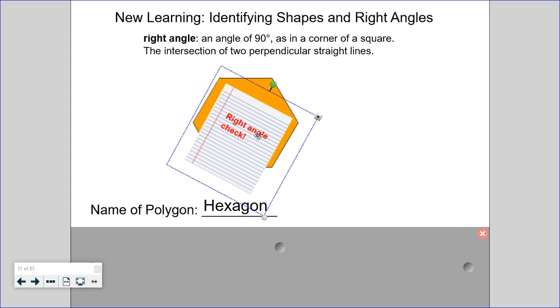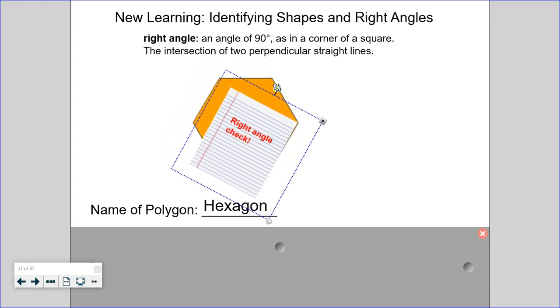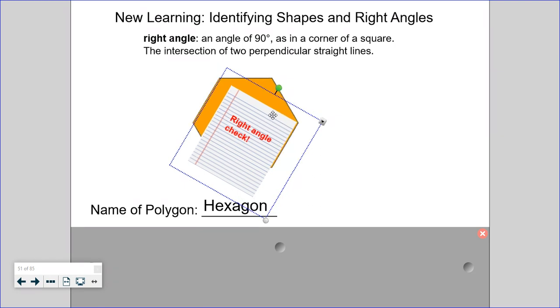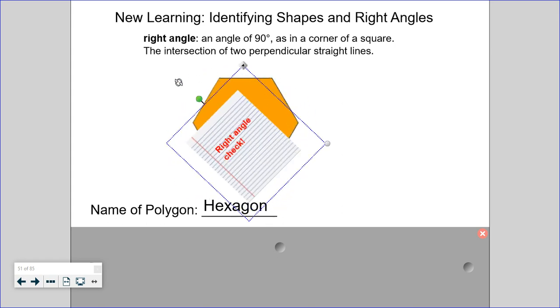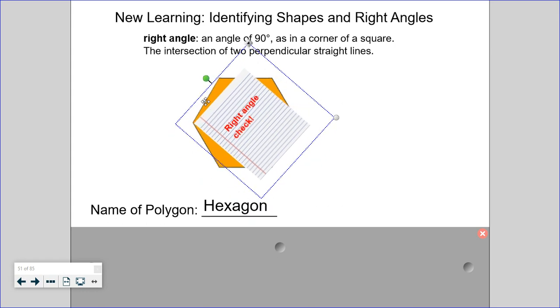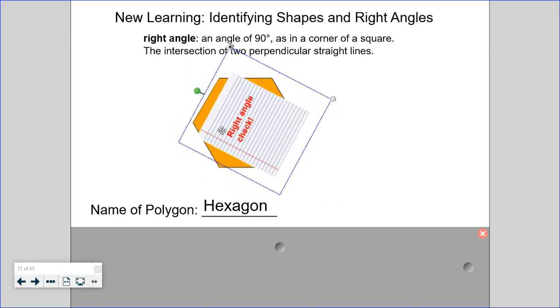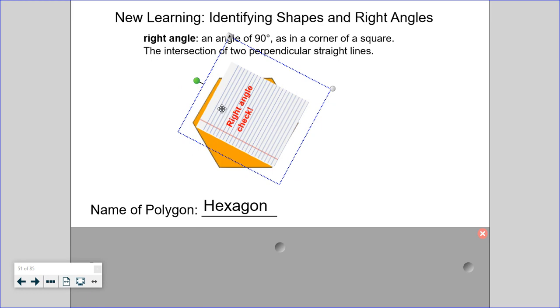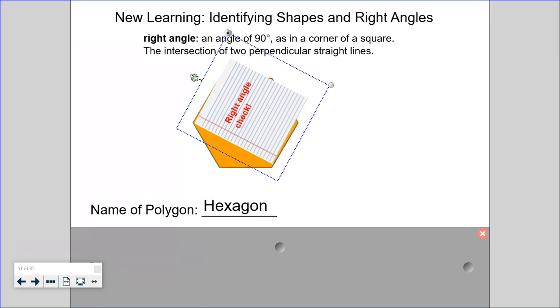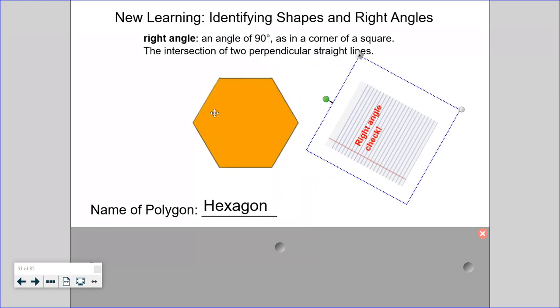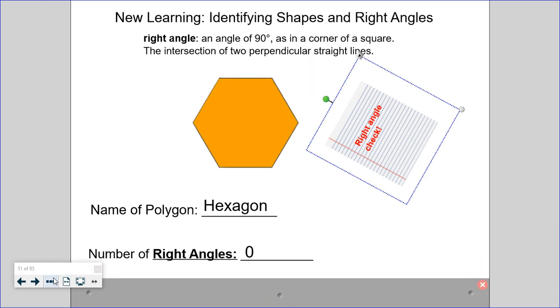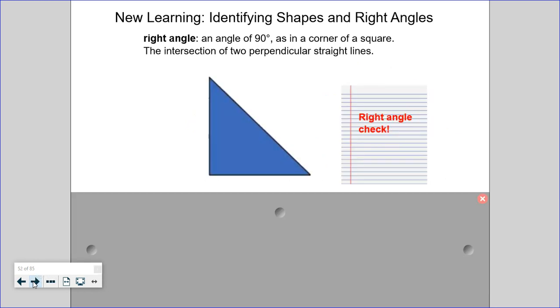I'm going to rotate my paper. I need to rotate it a little more. There we go. Okay. Does this angle match? Nope, not a right angle. And I'll turn this over here. Oh, that was not even close, was it? Okay. There we go. Close enough. This is tricky. Also not a right angle. So as you can see, none of these angles are right angles. They're all a little bit bigger, so this would have 0 right angles.